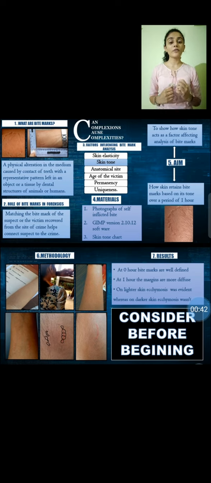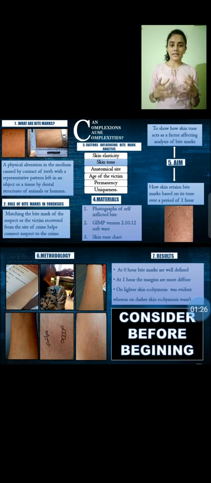Bite marks are nothing but physical alterations in the medium. The medium is that part where the bite mark has been inflicted, mostly caused by the contact of teeth and related structures, which leaves behind a representative pattern on the object or the tissue caused by dental structures which might belong to an animal or human beings as well. As mentioned earlier, bite marks play a very important role in forensic odontology. Matching the bite mark that we recover from the site of crime will help us connect the suspect to the crime and will also help us in proving the victim to be innocent.